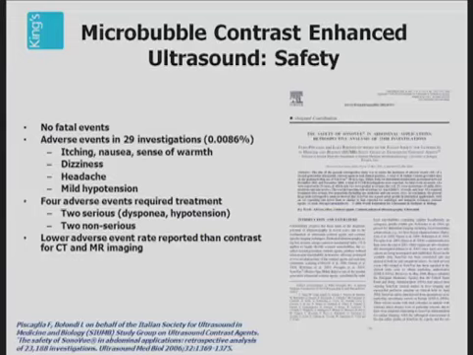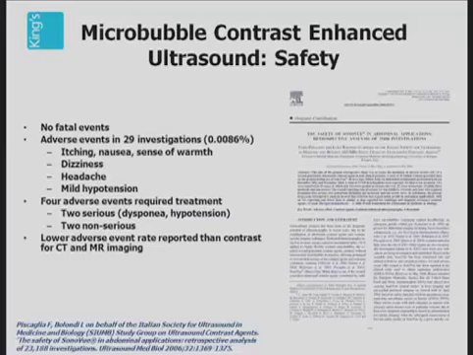Now let's go back to contrast-enhanced ultrasound, the focus of this lecture. Those of you who are not familiar with contrast-enhanced ultrasound will not fully appreciate how safe this agent is.